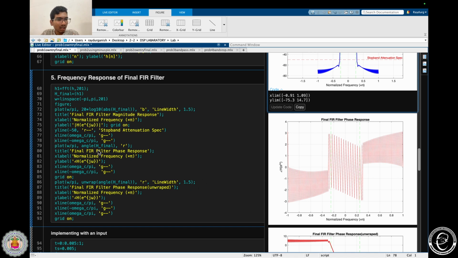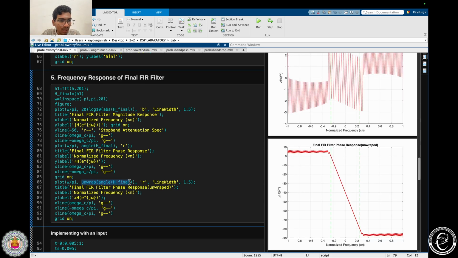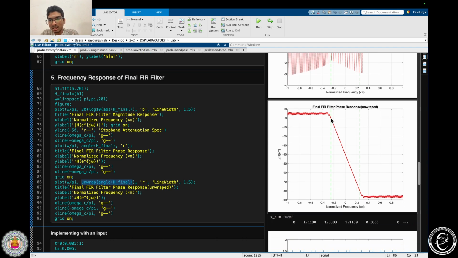Basically, when I use the angle command, it just gives the corresponding angles in the minus pi to pi range. These are wrapped in the minus pi to pi range itself. If I use the unwrap command and try to unwrap these angles, then here you can clearly see that there is a straight line. In the frequencies where the filter has allowed, that is in the low, that is less than omega c, there you can see the phase is linear.